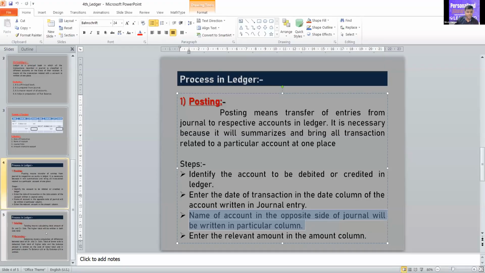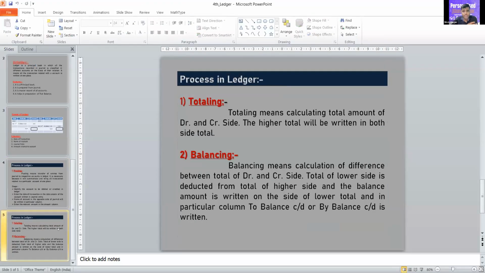After that, the next concept is totaling. This is the procedure we follow for preparation of the ledger. So after posting, we do the totaling. Can you read the totaling? Totaling means calculating the total numbers of debit and credit side. The total amount of debit and credit side, but the higher number will be written on both sides as the total. So do you understand this line or not? Yes, sir. Can you explain it to me? Yes, sir.